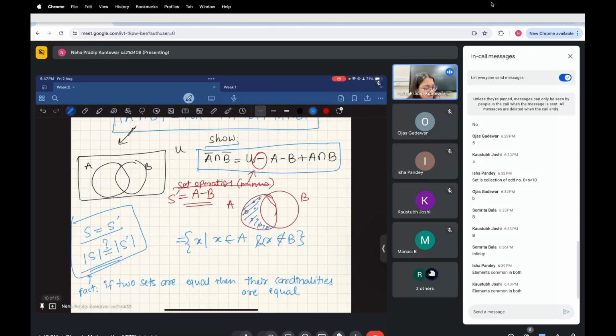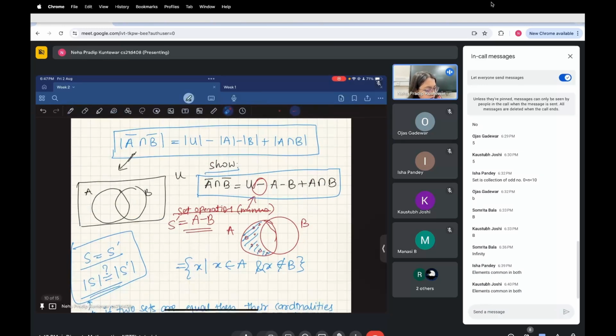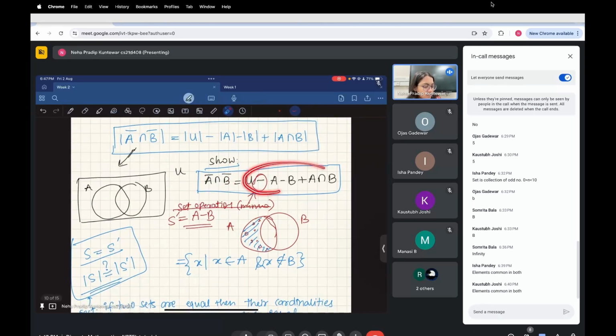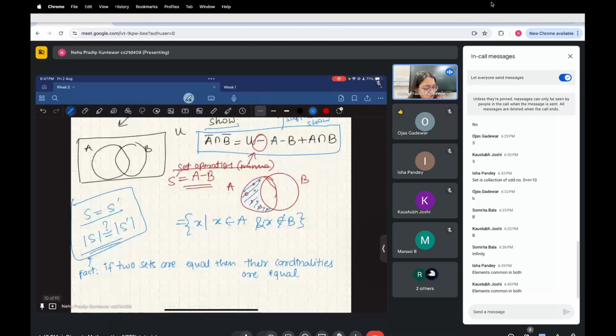Hence, the idea is that if you end up showing that the LHS is equal to the set on the RHS, then their cardinalities should be equal. That is what we will end up doing. Hence it is sufficient to solve this in order to prove that. So that is the idea. Is this okay? Is everyone with me on the idea?